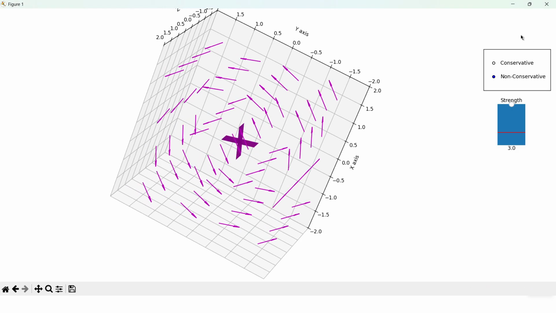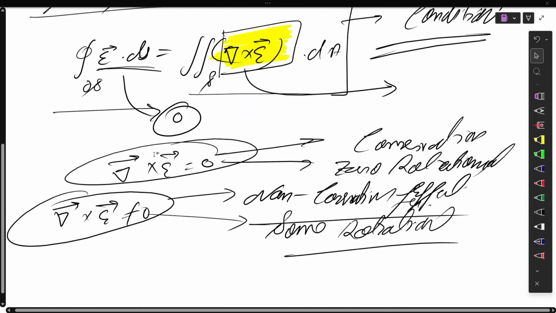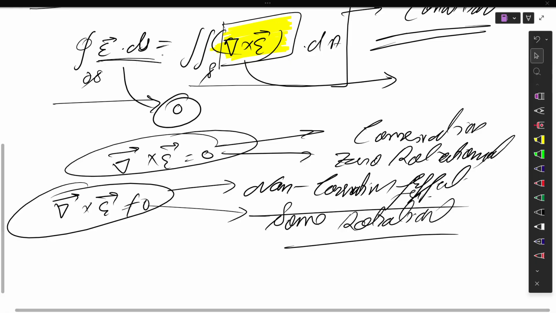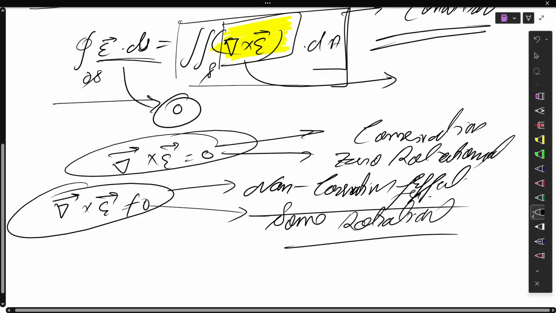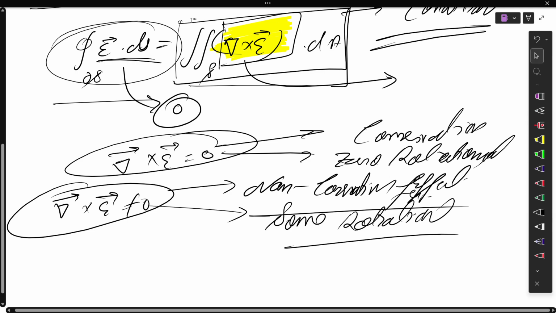So this is the point from where we can connect it again to Stokes theorem. As Stokes theorem says, the net line integral is equivalent to the double integral of nabla cross E dot dA. From there only we can connect it that once every closed loop integral is zero, something very important follows. What is this?